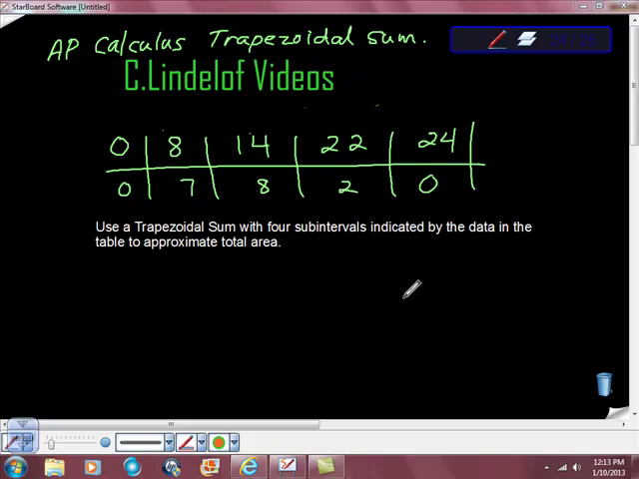Okay, AP Calculus, Trapezoidal Sums. This comes from the 2008 AP Cal AB free response question. I think it's question number 3 or something. Anyway, part A of it says this.